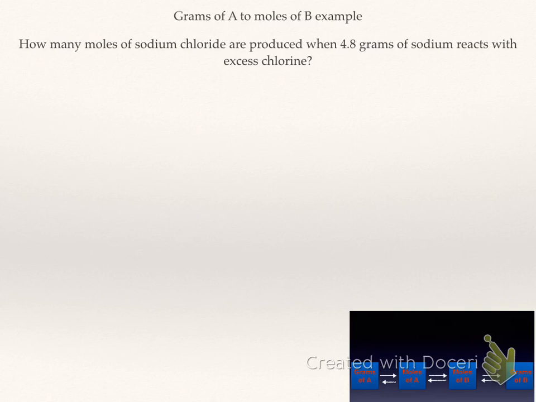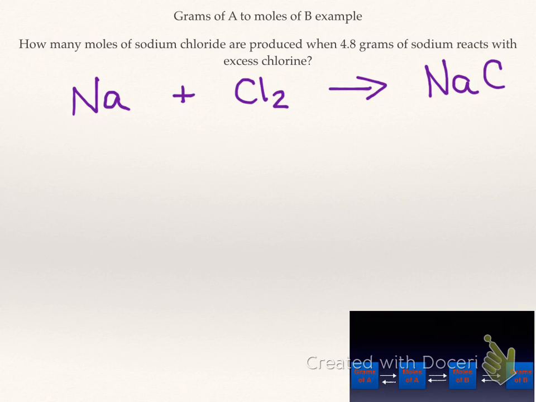More stoichiometry. So let's just get started with this problem. It says, how many moles of sodium chloride are produced when 4.8 grams of sodium reacts with excess chlorine? We need a reaction. We've got sodium plus chlorine producing sodium chloride. We balance that. This is the equation we've been using a lot lately.